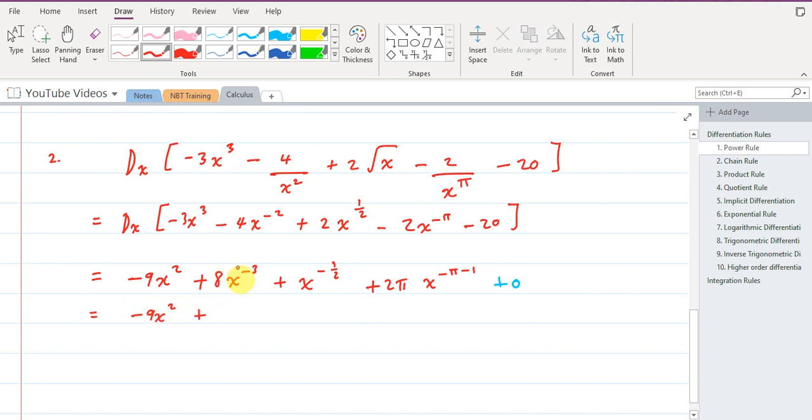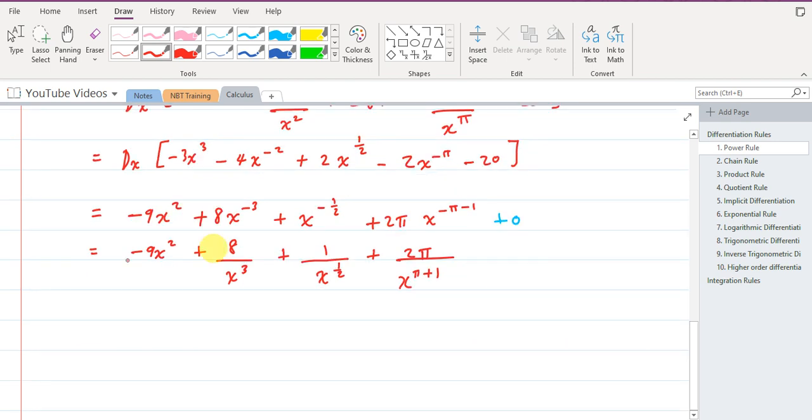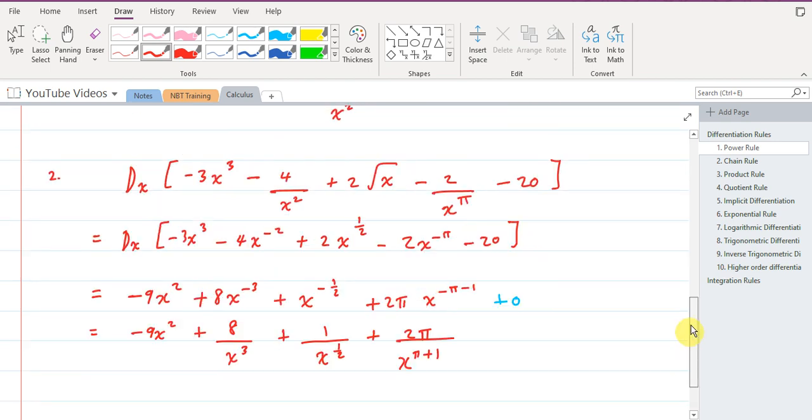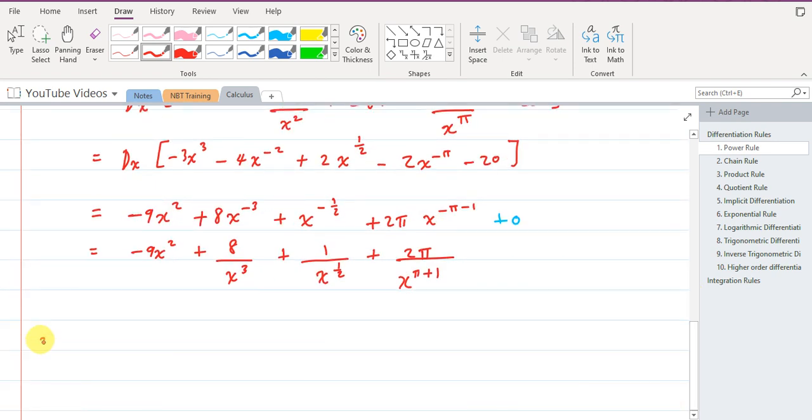So my final answer: minus 9x squared, if I write it in positive exponent, 8 over x cubed, this here can go in the denominator, plus 1 over x to the power half. We can write this as square root of x as well, but since we want positive exponent, let's just write it as x to the power half, plus 2 pi divided by, see these are negative exponents, let's make it positive, x to the power pi plus 1, because we shifted this to the denominator as well, and that should be your final answer. Let us look at more problems with power rule.